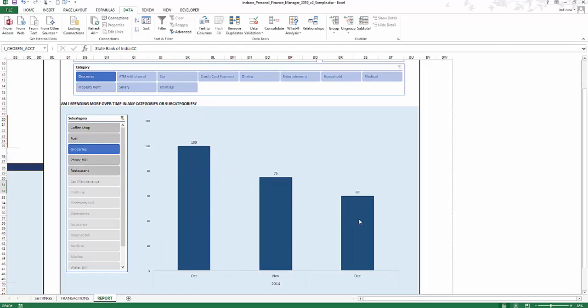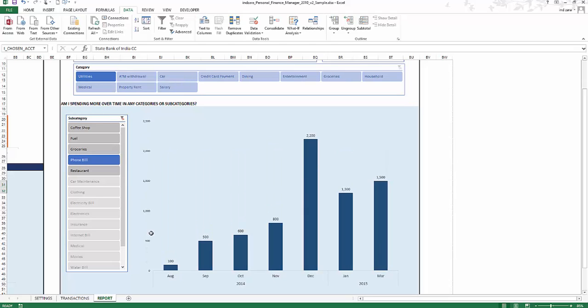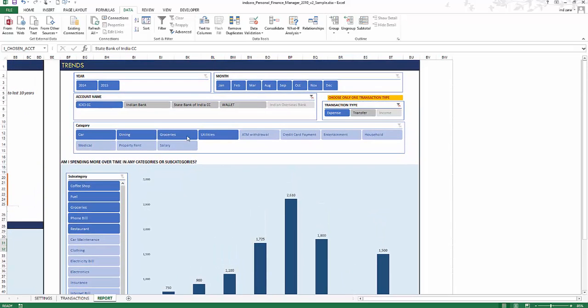Okay, groceries, I'm actually going down month over month, but maybe some other transaction like fuel, I'm pretty consistent. And maybe let's look at phone bill, where I had a pretty high December and then coming back down in January and March. So it's very easy to drill down into your data for one account, for one window of time, or one type of transaction, or you can also look into each category, subcategory.